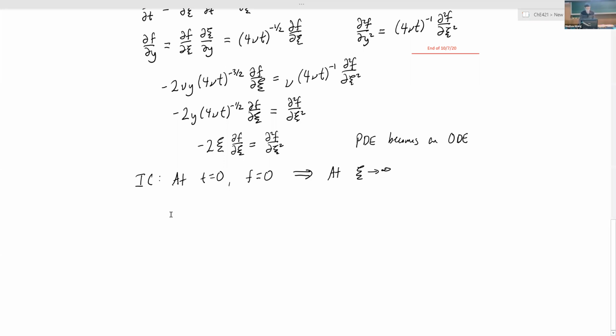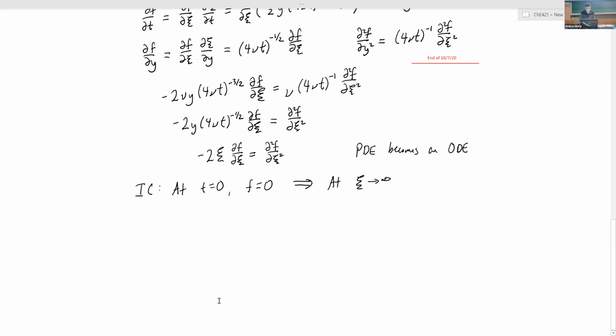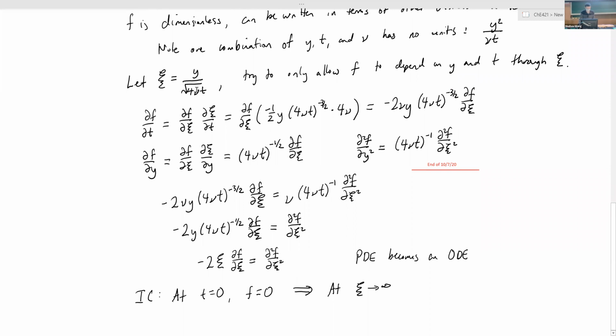We were talking about the initial condition here. The initial condition is that at t equals 0, f equals 0. When t equals 0, if you look at the definition of xc, t equals 0 corresponds to when xc goes to infinity. And so we have, as c goes to infinity, then f equals 0.